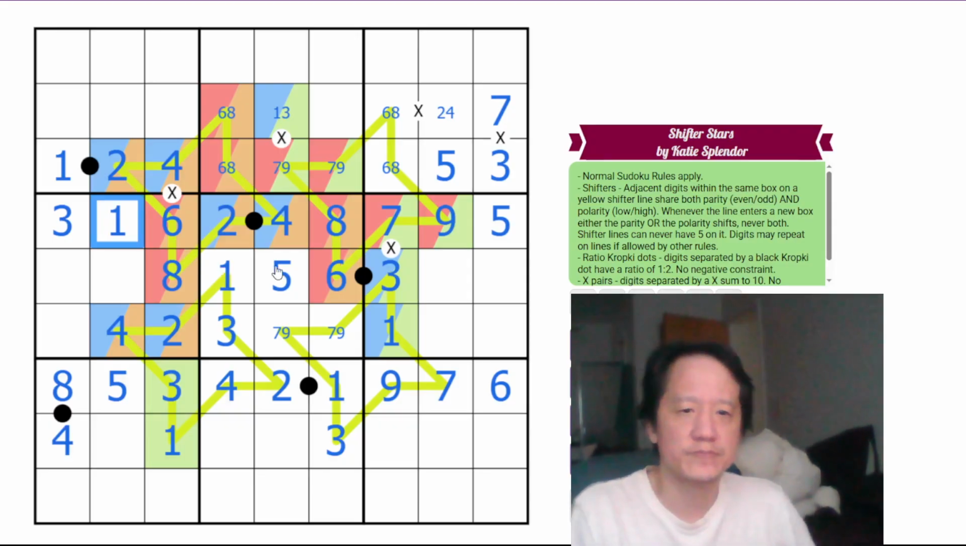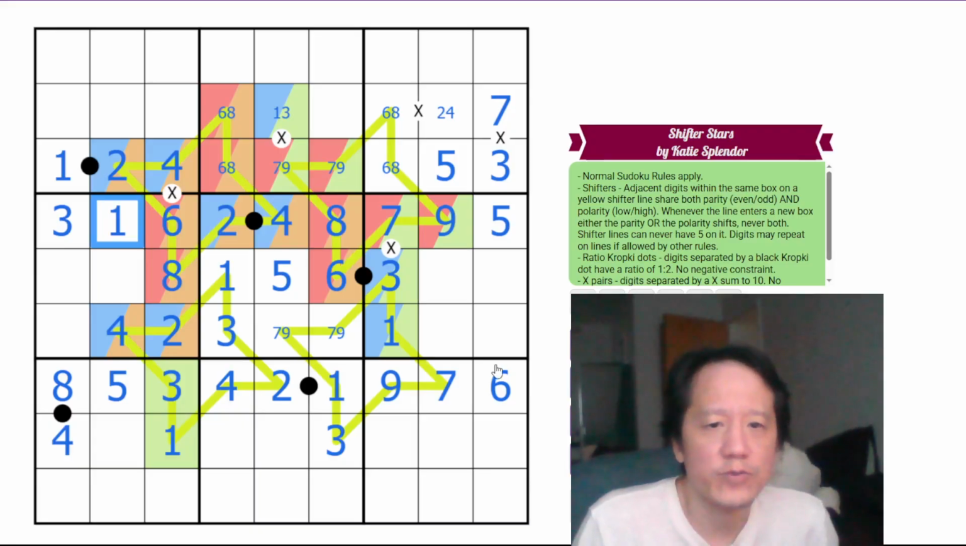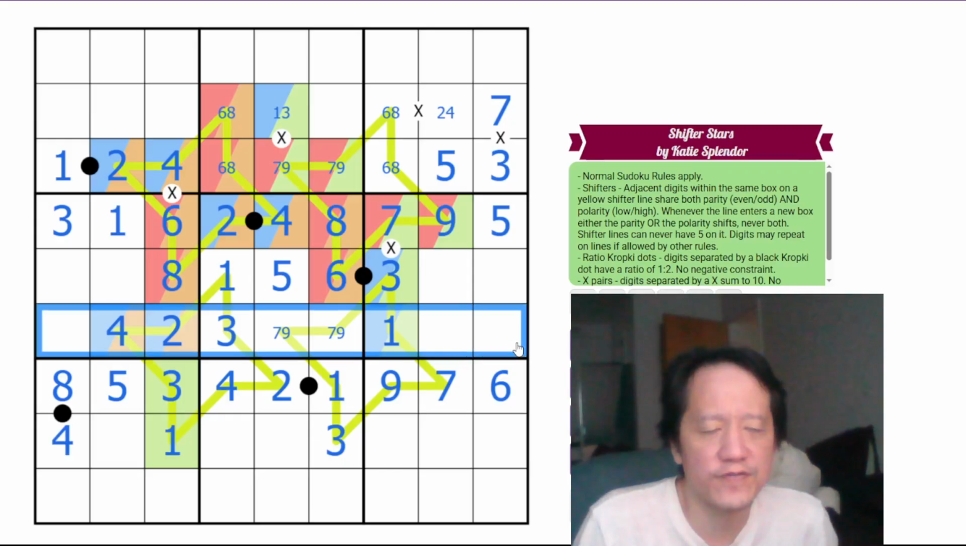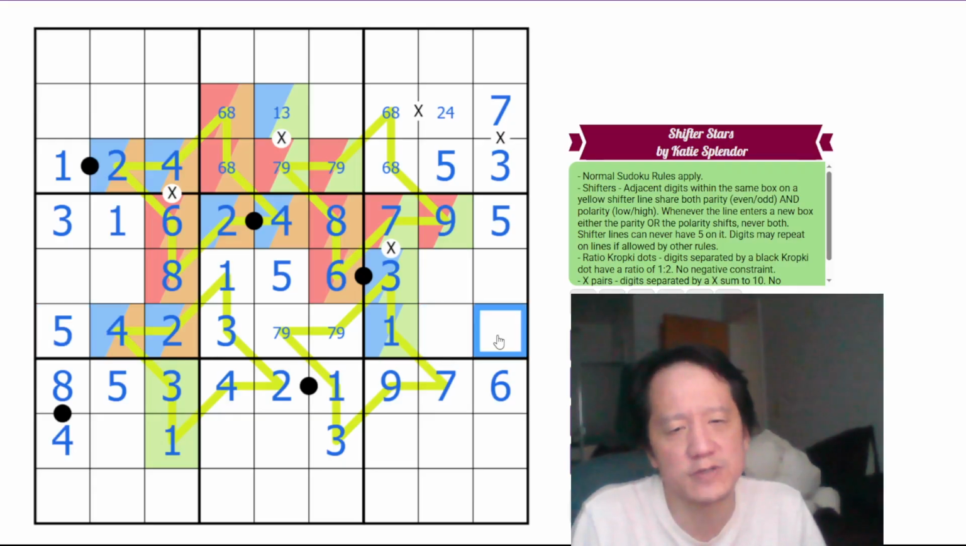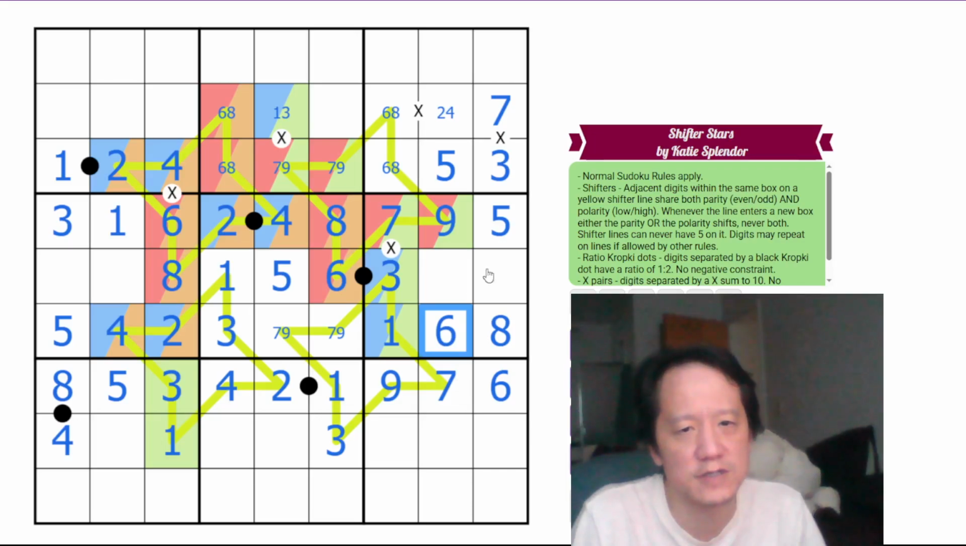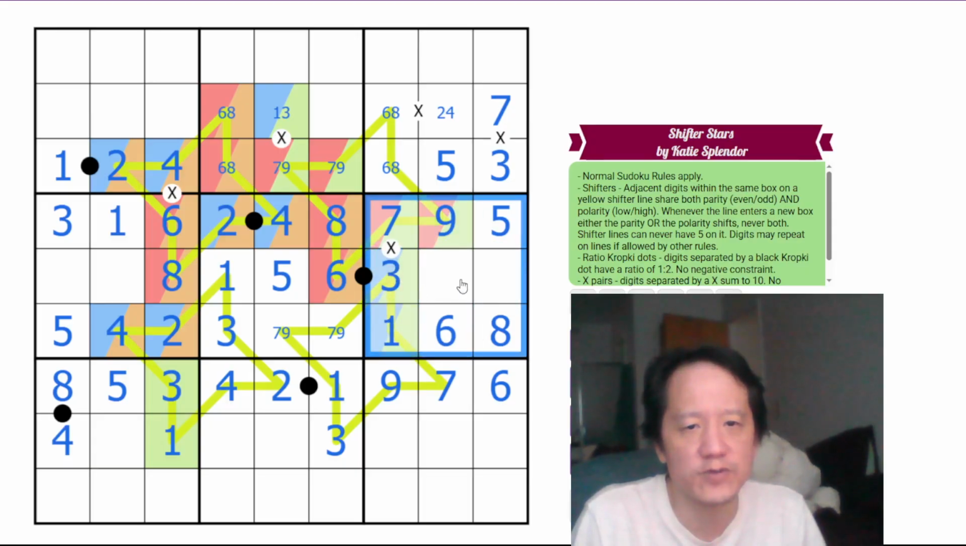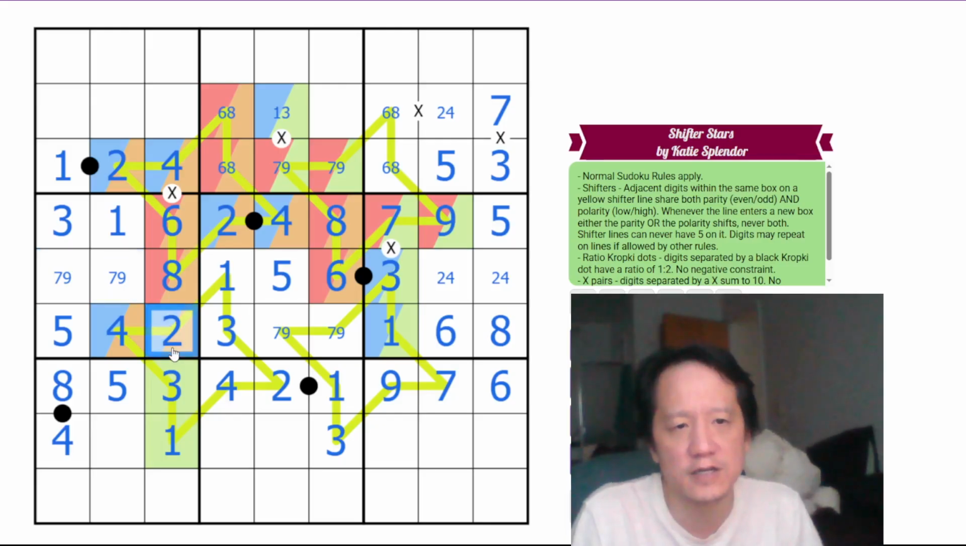The remaining digits in row 6 are 5, 6, and 8. And 5 cannot be either of these cells, so this must be 5. This can't be 6, so this must be 8, which makes that a 6. Rest of the digits in this right central box have to be 2 and 4. In the left central box, it's 7 and 9.